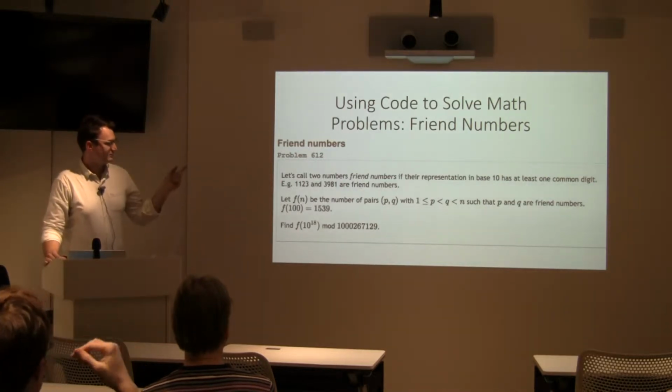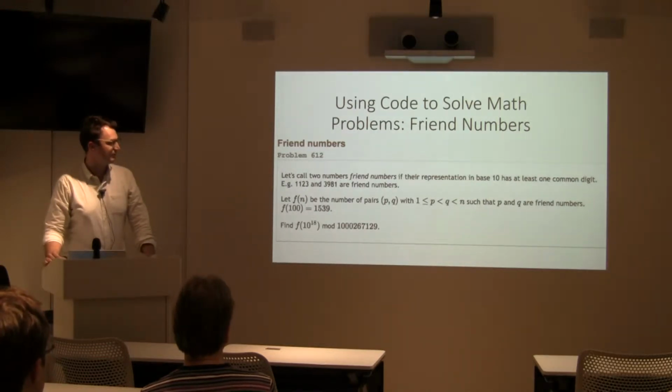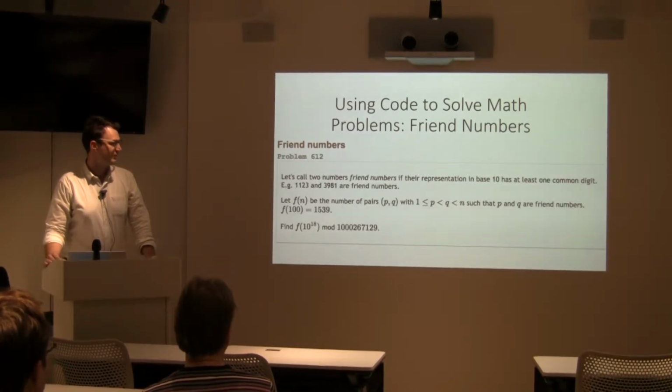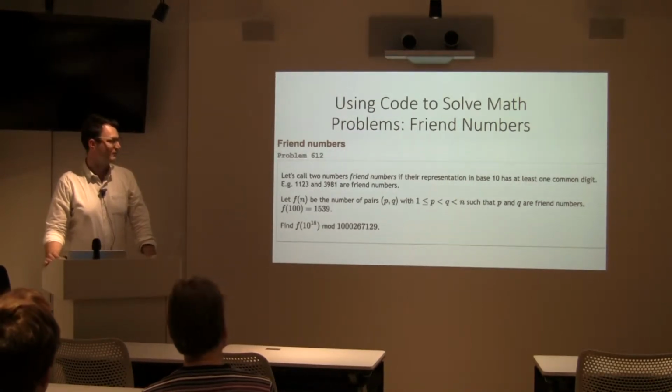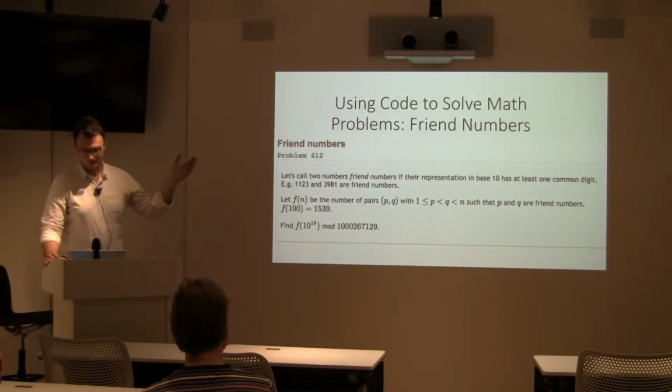It's a pretty simple problem as far as structure is concerned. Let's call two numbers friend numbers if their representation in base 10 has at least one common digit. 1,123 and 3,981 are friend numbers. Let f of n be the number of pairs p, q with 1 ≤ p < q < n, such that p and q are friend numbers. f of 100 is equal to 1,539. Find f of 10^18 mod 1 billion something.